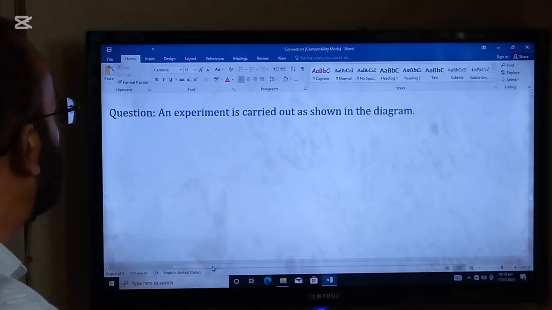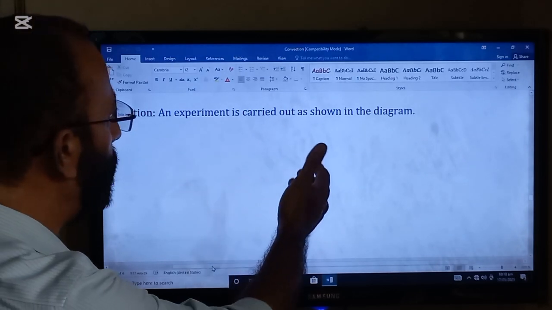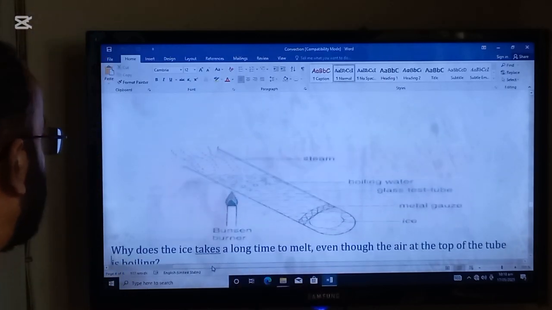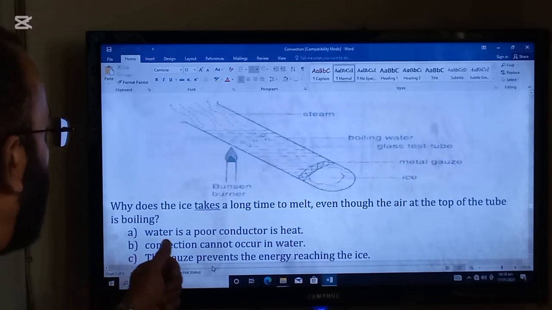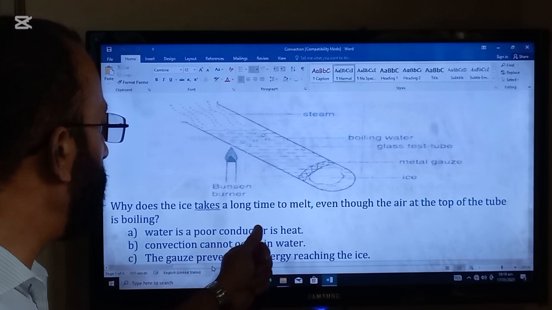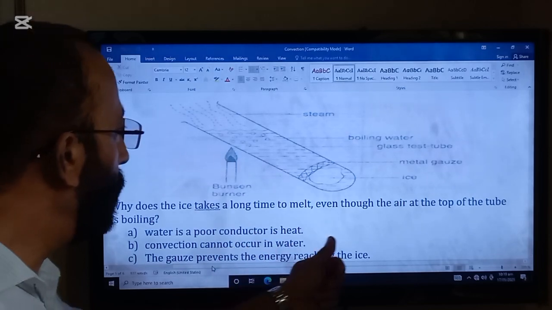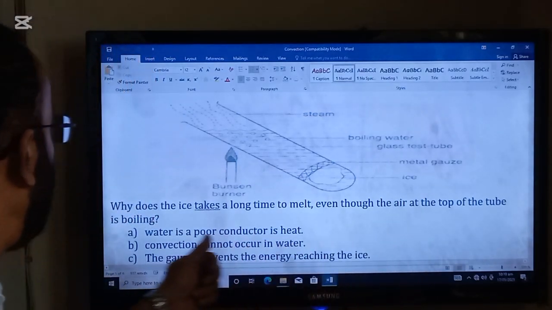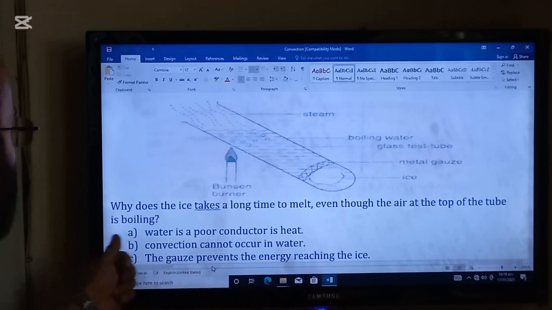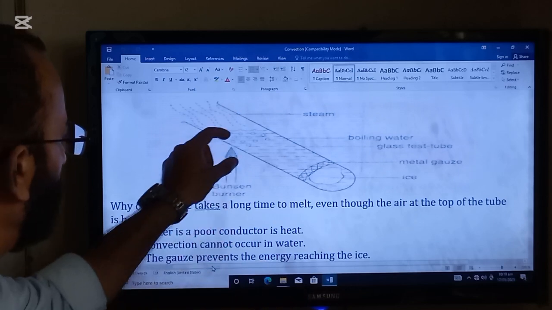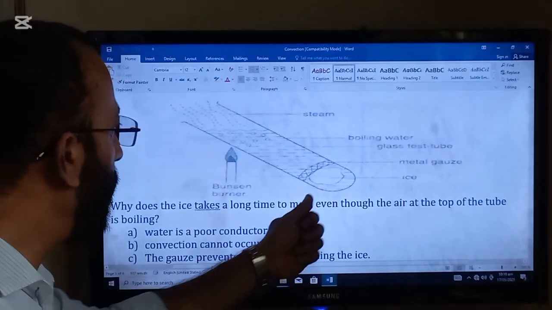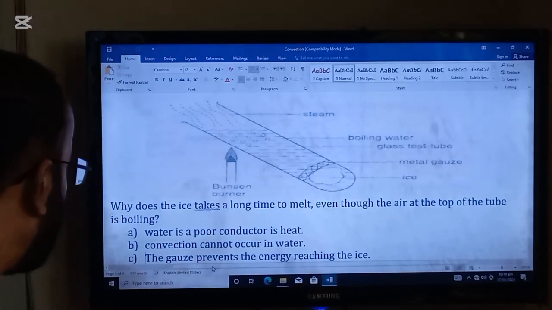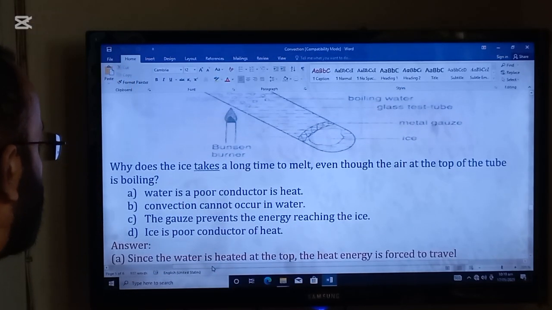Another question is, an experiment is carried out as shown in the diagram. And this is the diagram. Why does the ice take a long time to melt, even though the water at the top of the tube is boiling? So look here, the water at the top of the tube is boiling, but the ice will take more time to melt. The answer is A.